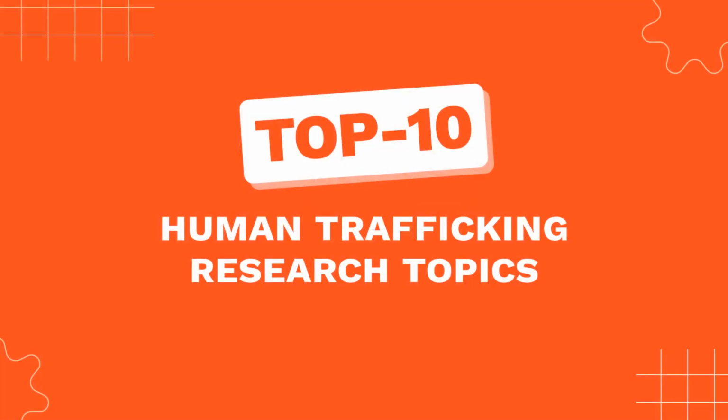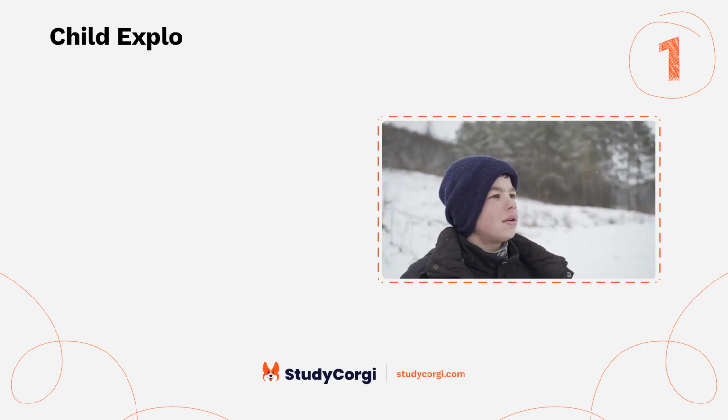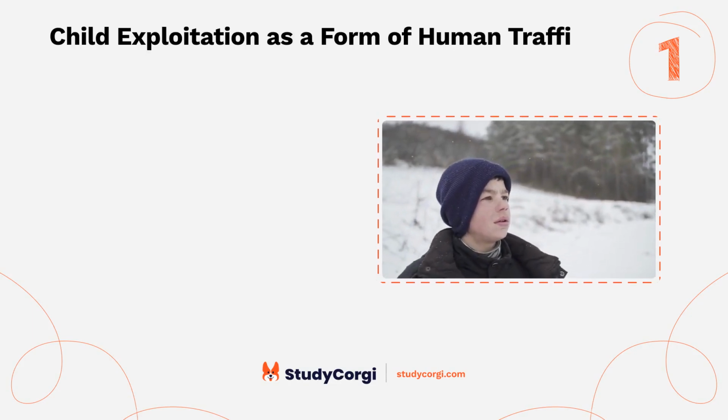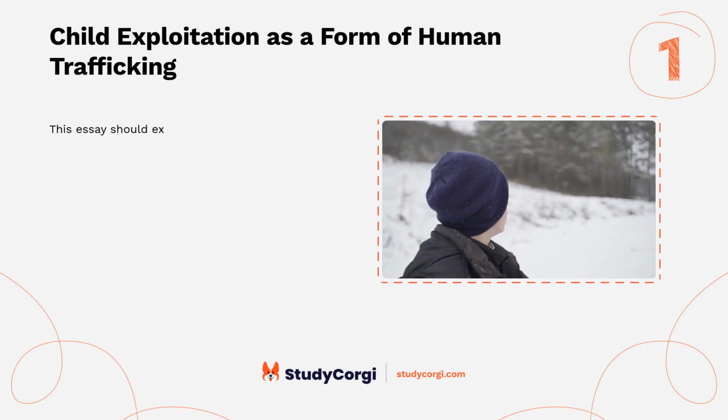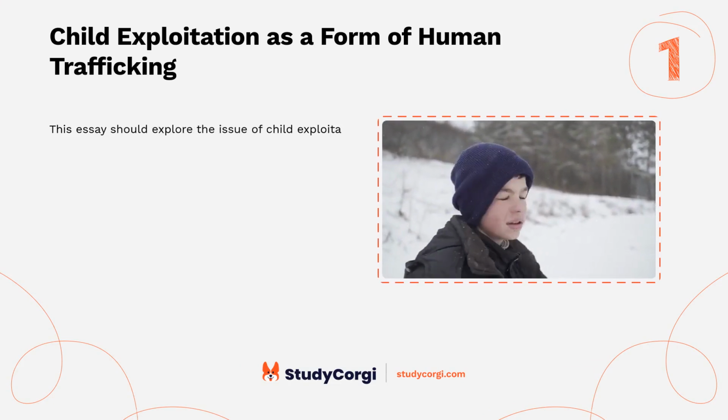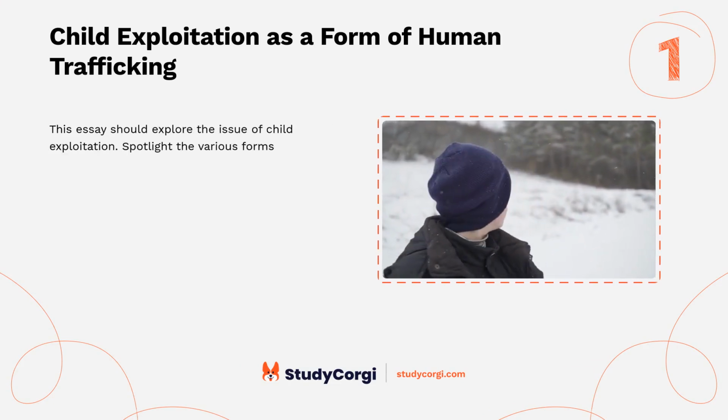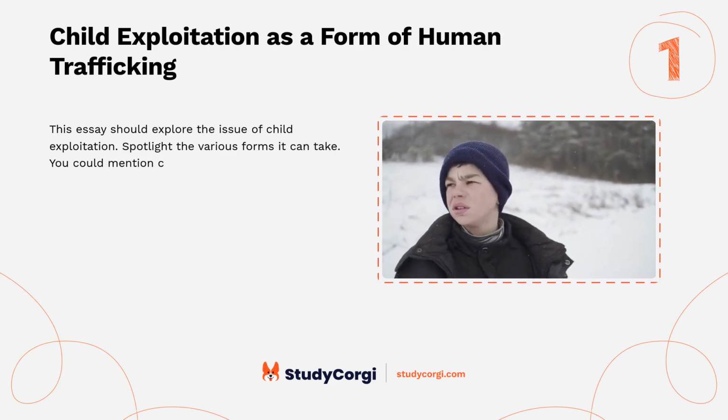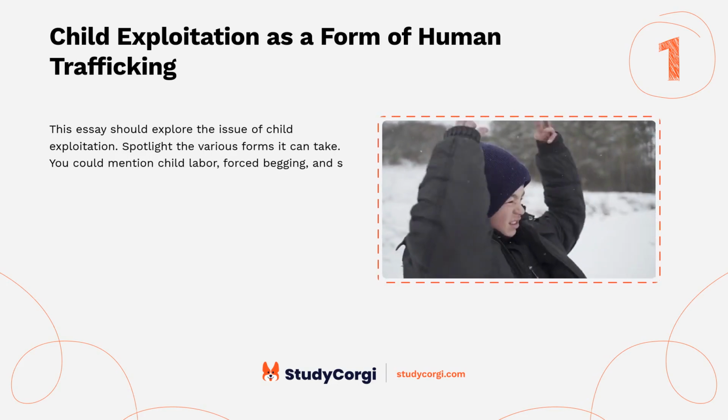Top 10 Human Trafficking Research Topics. Child exploitation as a form of human trafficking. This essay should explore the issue of child exploitation. Spotlight the various forms it can take. You could mention child labor, forced begging, and sexual exploitation.